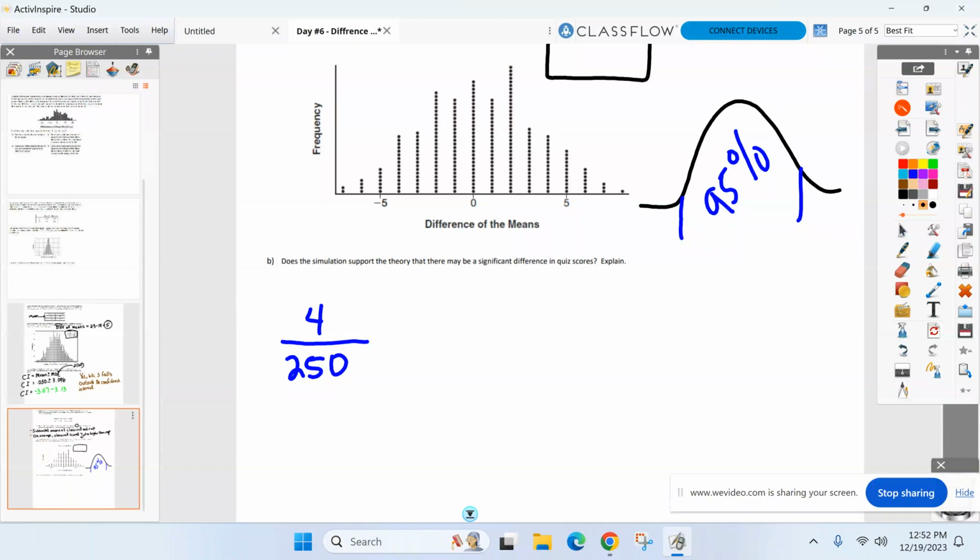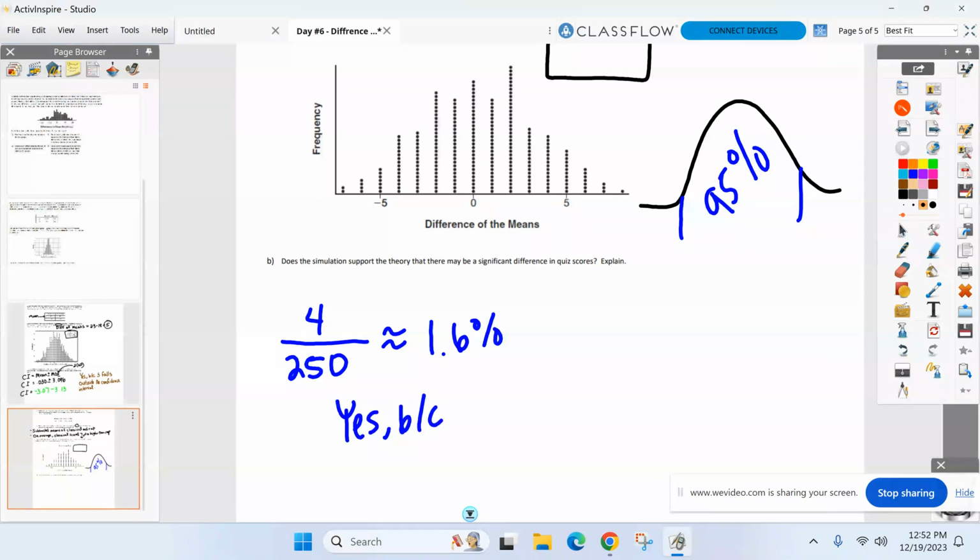Got your calculator? What percent are we talking about here? Percent. I don't want a decimal. I want it as a percent, please. About what? Everyone getting about 1.6%. Is that part of the 5 or under we needed? Yes. So what can we say here? Is there significant difference? Yes.